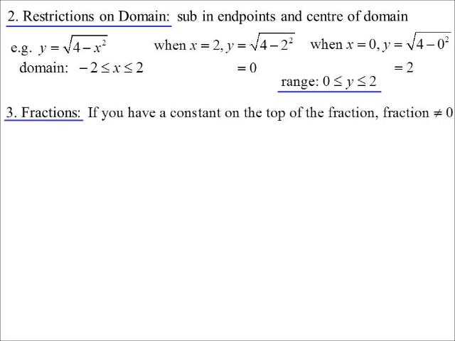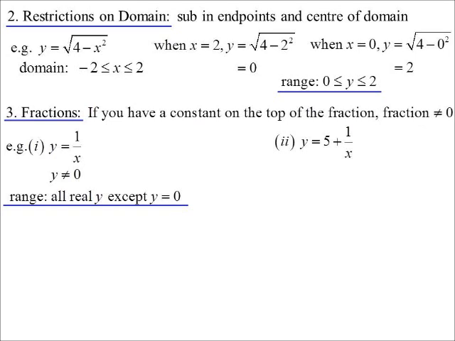Fractions. If you have a constant on the top of a fraction, then it's impossible for that fraction to equal 0. I mean, you can't divide a constant number by something and get 0. Impossible. So y equals 1 on x. Let's go back to that one. Well, hang on. I know that fraction can't equal 0. So therefore, I can get every value, but I can't get y equals 0.